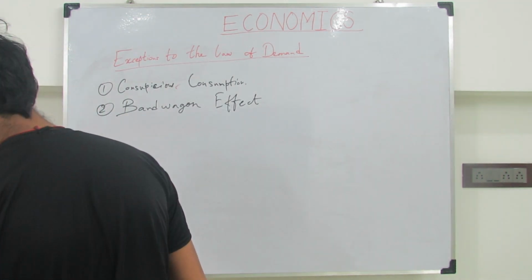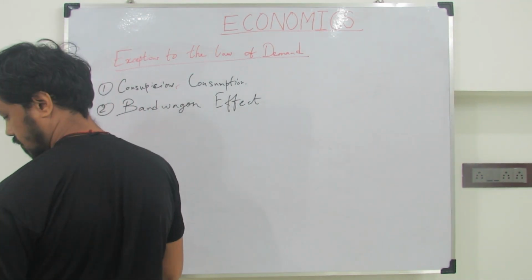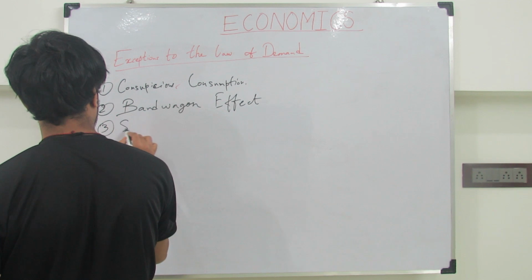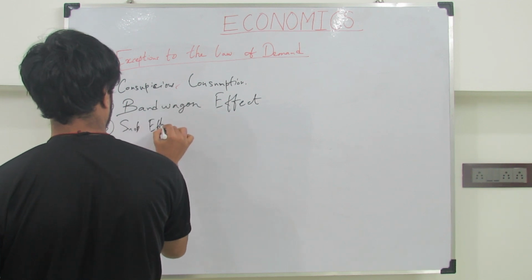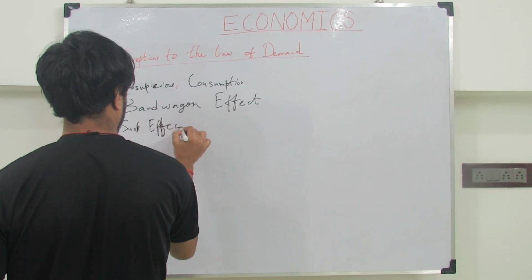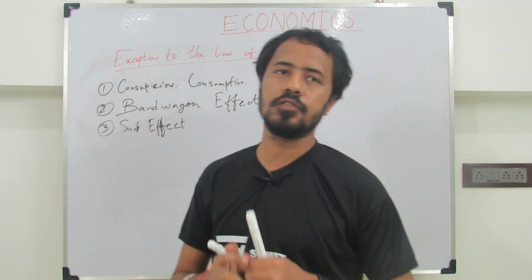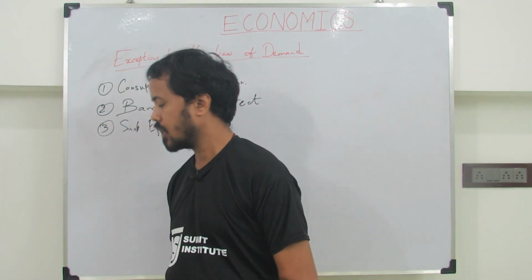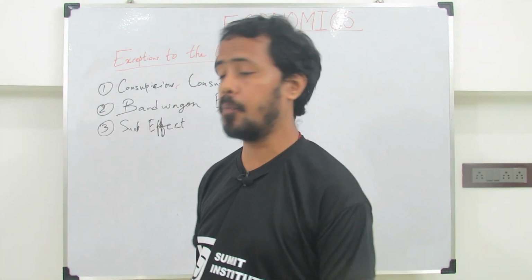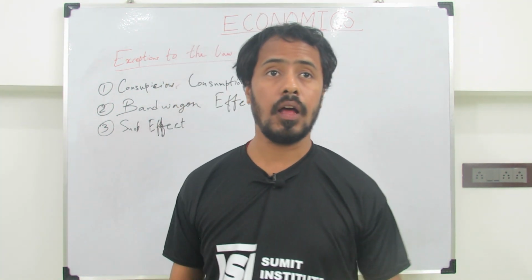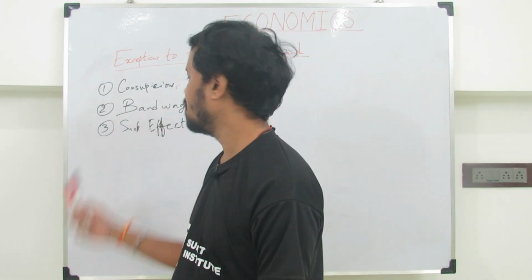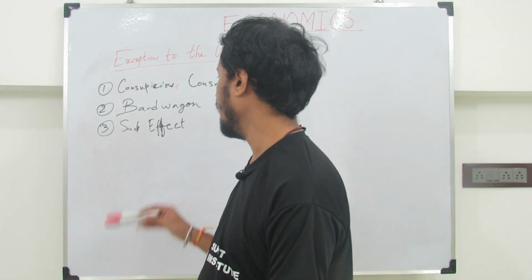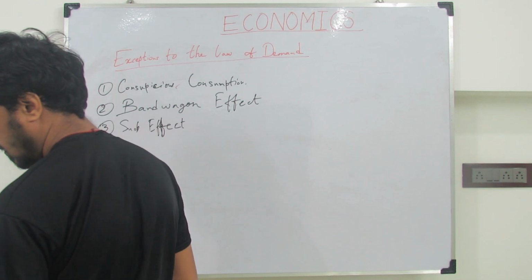Number 3 is the snob effect. The snob effect also follows the same thing. These three are interrelated. So if any product is mainly used by people of high class, or people living in a good society, they have the habit of the snob effect.